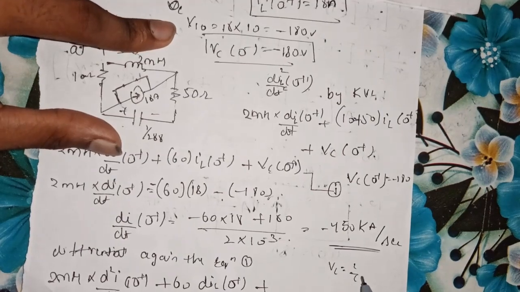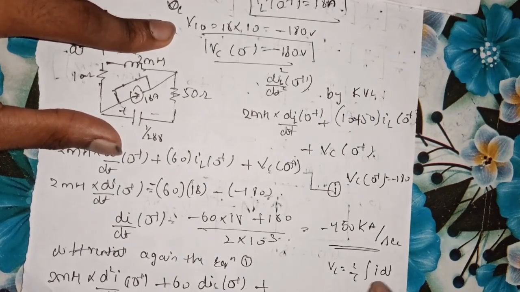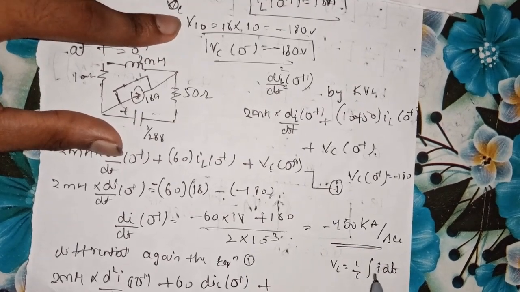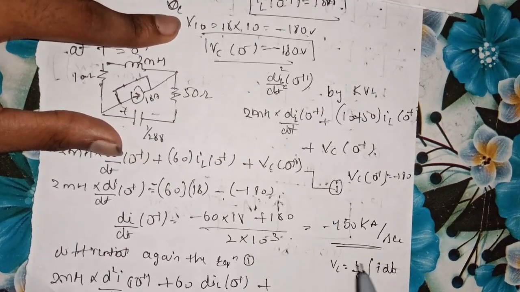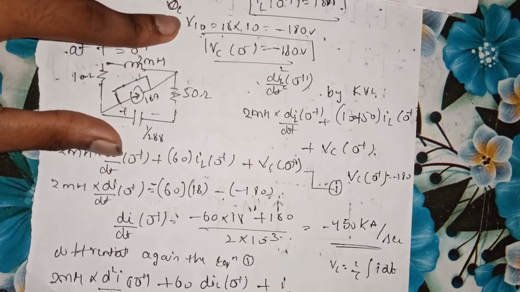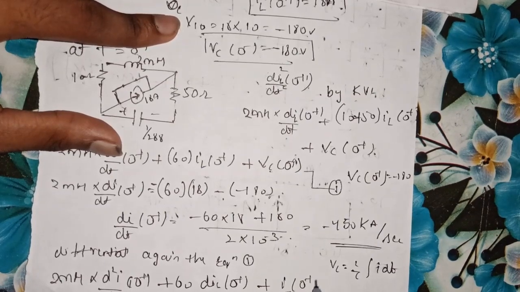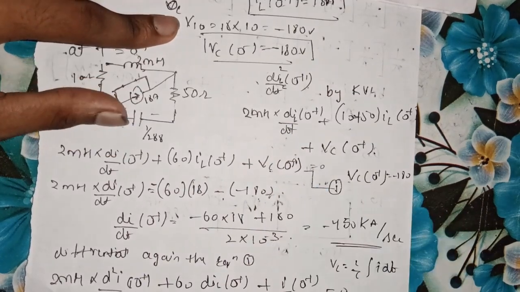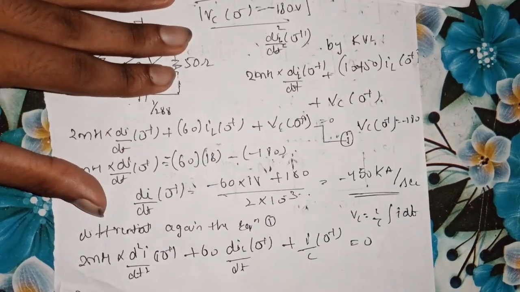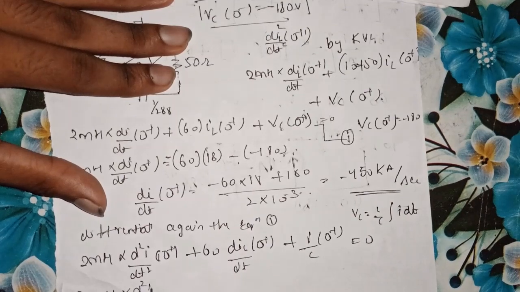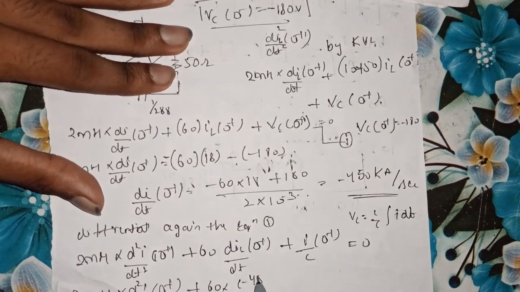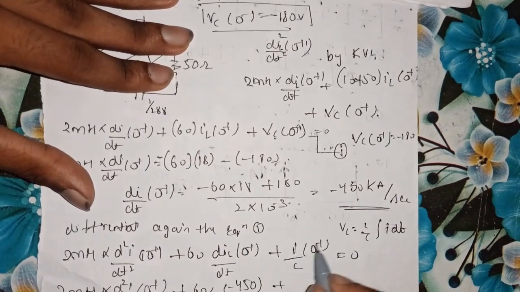See, the capacitor voltage is 1 over C integration of I dt. We know that the voltage across a capacitor is given by 1 over C integration of I dt. On differentiating with respect to time t, this integration will be eliminated, so I by C at 0 plus is equal to 0. So yes, the equation is satisfied. And now just go on substituting the values into d square I by dt square at 0 plus: 60 into the value of di by dt, which is minus 450, plus the value of I of 0 plus.